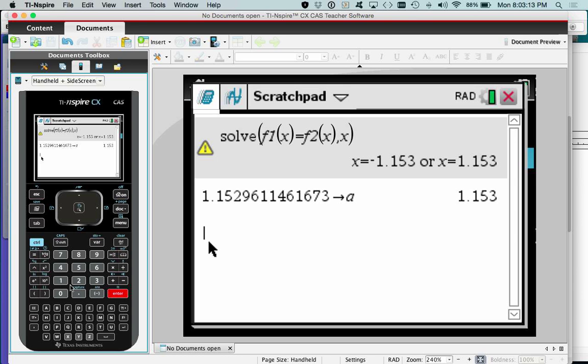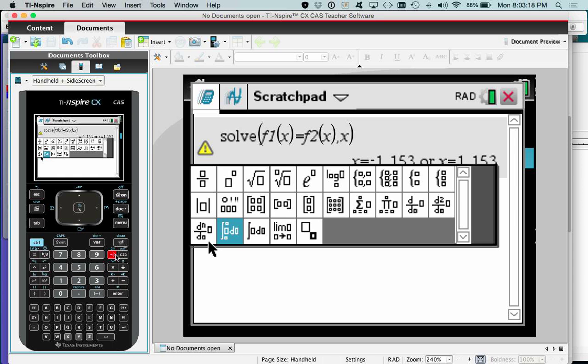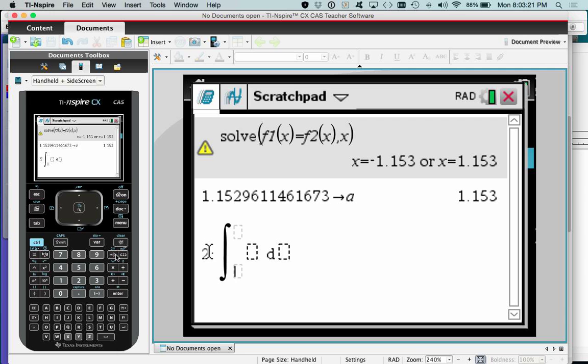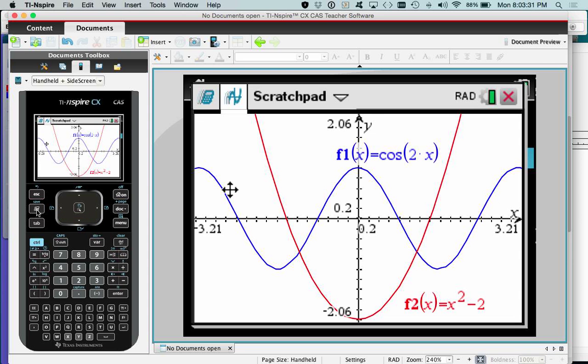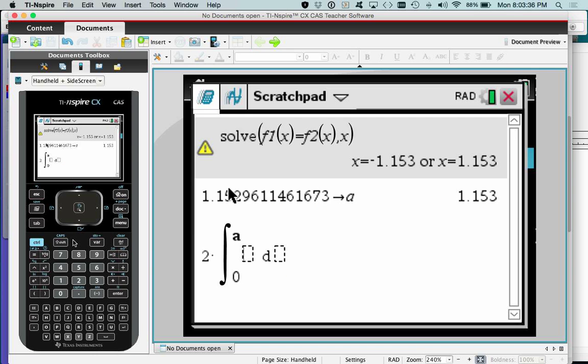And now I just do exactly what I just said. I would like 2 times the integral from 0 to A of my top function. And what was my top function? Well, if I go back to the graph, my top function is the blue one, which is f1 at x. My bottom function is the red one, which is f2 at x. So I can just put it in like that. I don't have to type these functions again. So I'm going to say I want f1 of x minus f2 of x with respect to x, and this should kick out my answer.